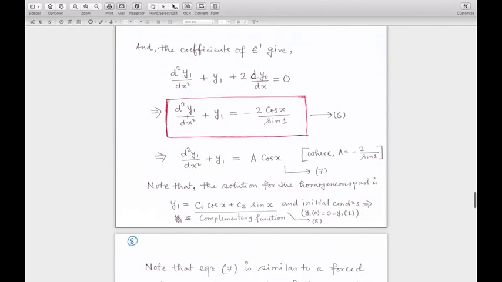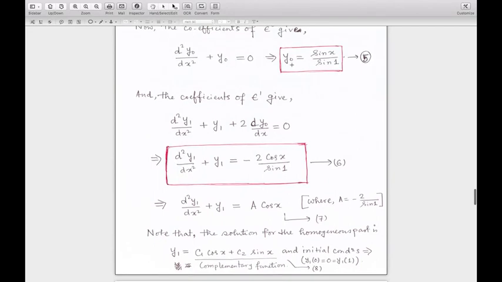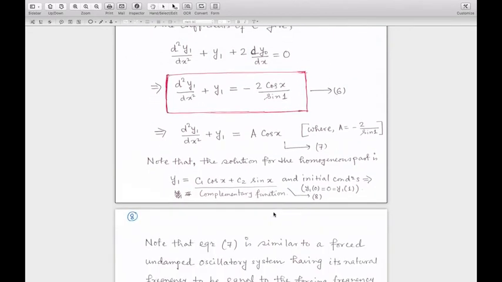Now what is this? This is nothing but d2y1/dx2 plus y1 is equal to minus 2 cos x by sin 1. So now you know what y0 is. You just do dy0/dx, which is nothing but cos x by sin 1. So it will be just minus 2 cos x by sin 1. Now minus 2 by sin 1 is a constant. We just call it a, and then the first order equation becomes d2y1/dx2 plus y1 is equal to a cos x.